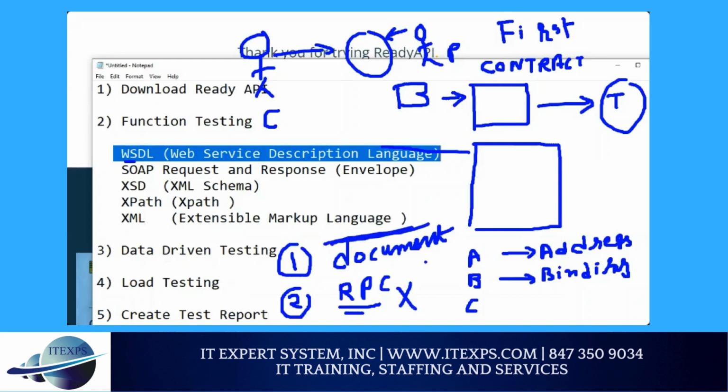99.99% of people will use document. But how would I know the contract? I will know the contract through the WSDL file. So first I will see the address. Second, I see the binding. And third, I see the contract detail. Now binding, I know, is document or RPC, but the contract detail I need.